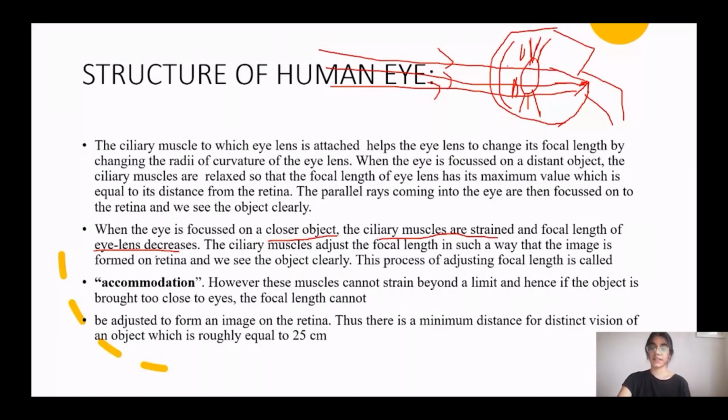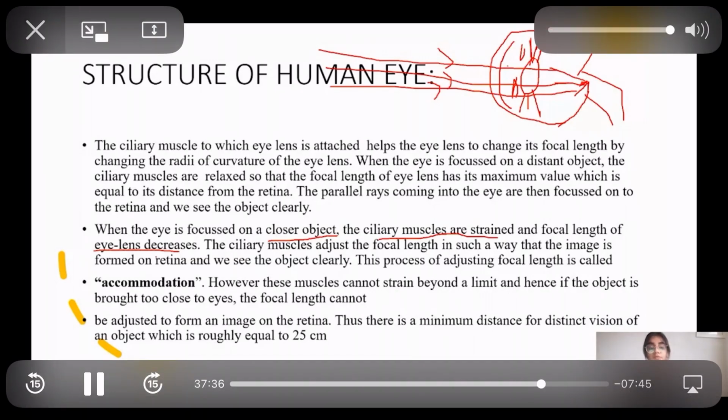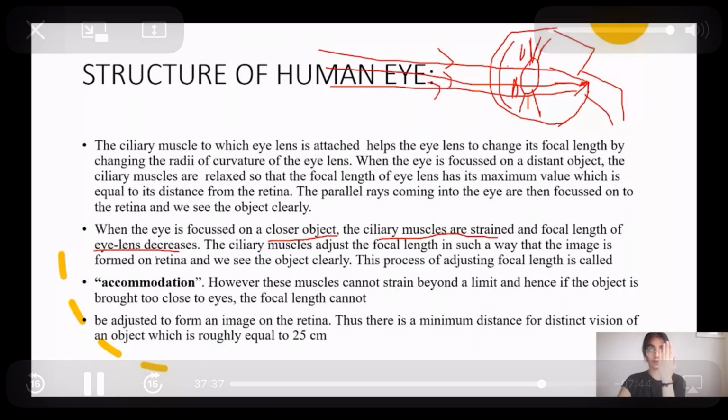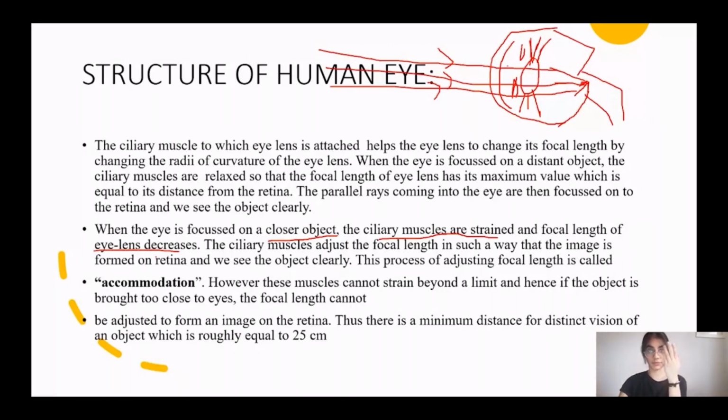However, these muscles cannot strain beyond a limit, and we know that the focal length cannot be adjusted to form an image on the retina if an object is placed closer than 25 centimeters.